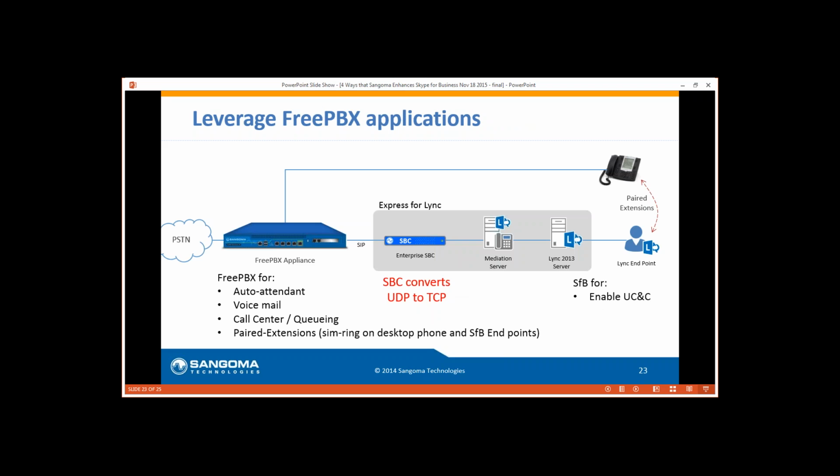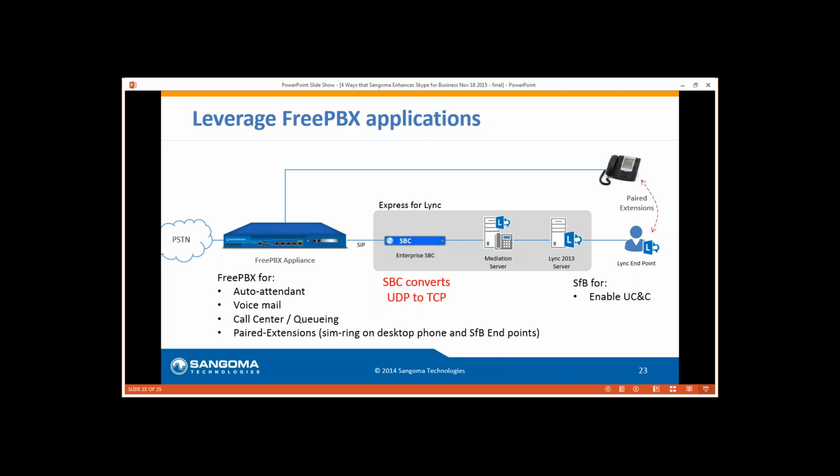So one way we're proposing here is, Sangoma is now the sponsor and owner of the FreePBX software, and it's a very complete PBX in itself. We have thousands of installations that happen every month. But it can also be used to front-end Link. So here what I'm showing is a FreePBX appliance that we sell, we load with FreePBX, and we can use it to front-end a Link installation.